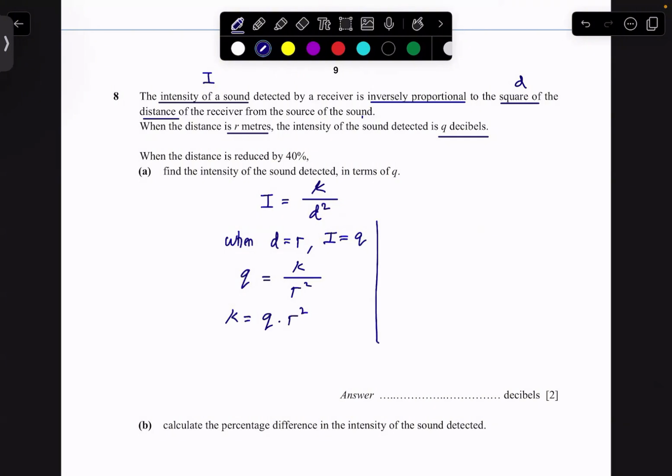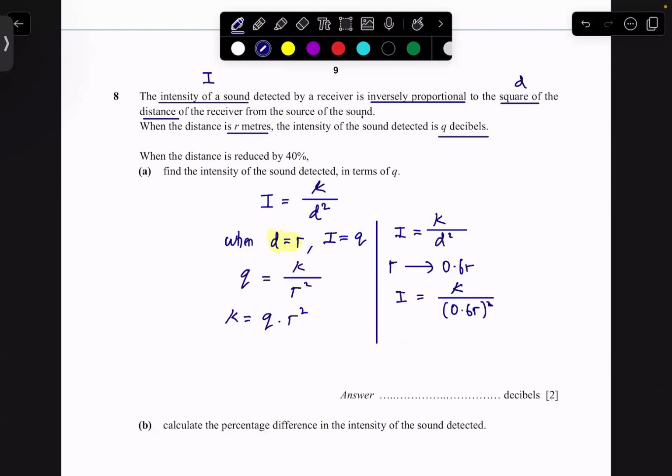Now, scenario number 2. The formula is still going to be I equals k over d squared. Now, when the distance is reduced by 40%, the distance was r. Now, the value of r is reduced by 40%, so that means r now converts into 0.6r. So the intensity of the sound would be k divided by (0.6r) squared.